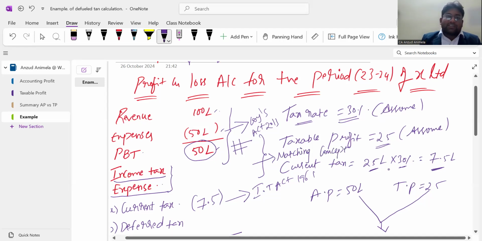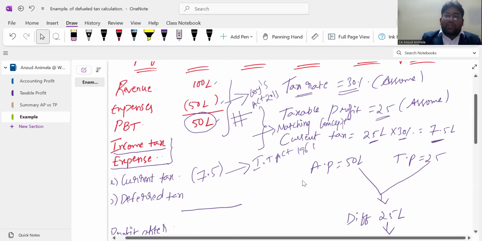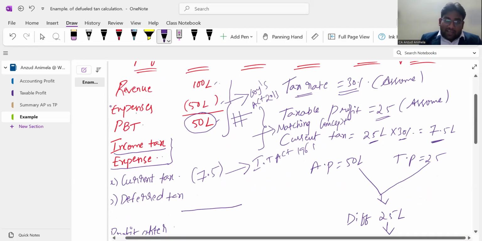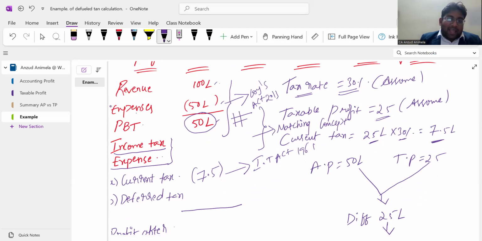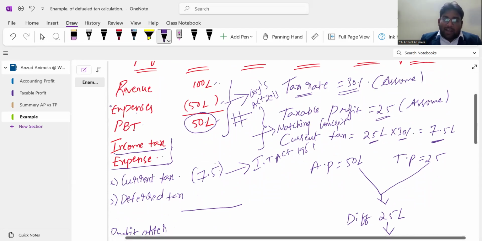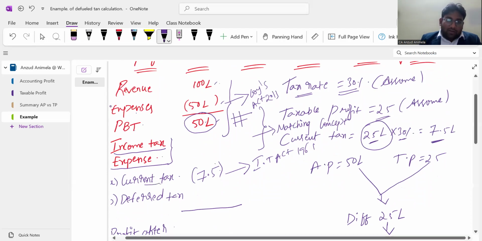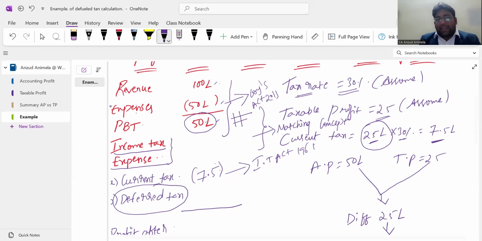That means expenses and revenue should have a relation. Here, revenue and expense have a relation. Profit before taxes also has a relation. But current tax does not have any relation because this 7.5 lakh does not belong to the 50 lakh. The 7.5 lakh belongs to this 25 lakhs. That's why, to make the matching, we have introduced the concept called deferred tax.